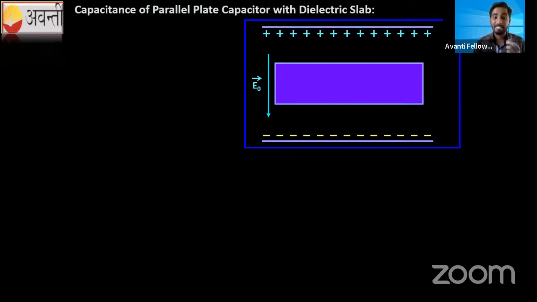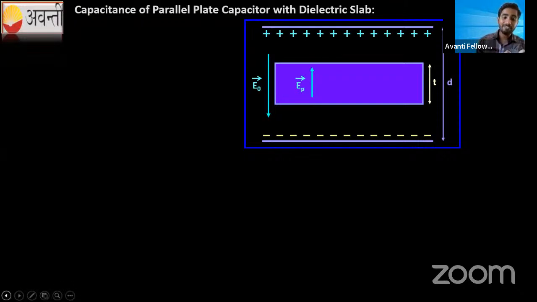Clear now? Yes, polarization takes place. If polarization takes place, it means that inside the dielectric slab some amount of electric field is also created. Hence, we have to write the net electric field in this format. E naught is the original electric field. EP is the polarized electric field, or we can say the induced electric field also.